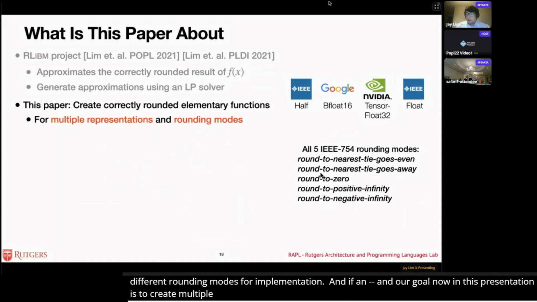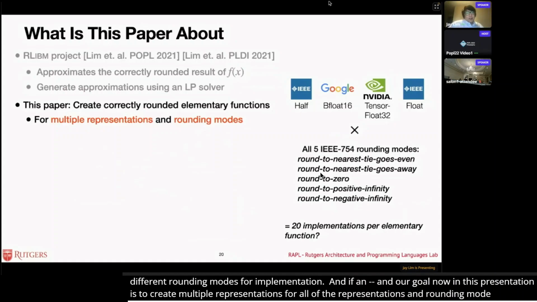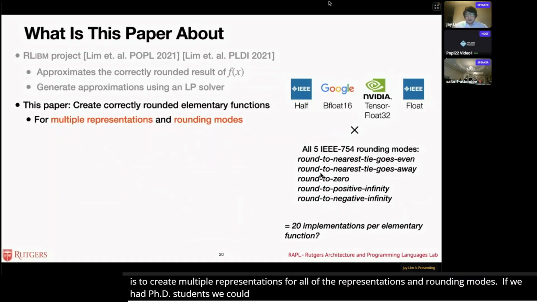Now, if Santosh had 20 PhD students, then we could probably ask each of them to create an implementation for each representation, each rounding mode, and each elementary function, but he really only had me working on this project. And even I graduated with a PhD last summer, so this strategy isn't really going to work out.